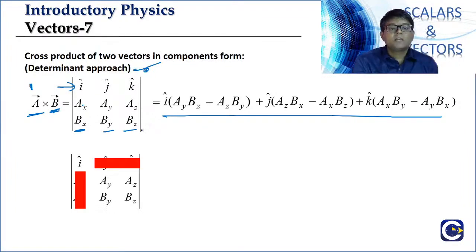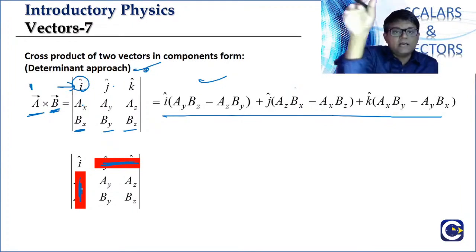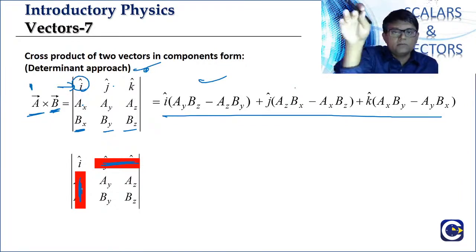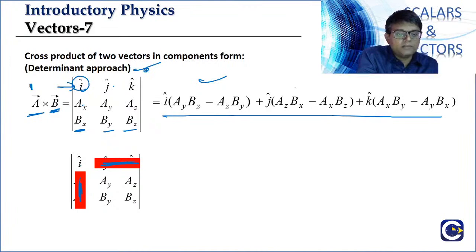Once the representation is done, the I cap has a factor, J cap has a factor, and K cap also has a factor. This is how you get the factors of I cap, J cap and K cap. For getting the factor of I cap, you have to remove the row and column elements. In the I cap row there are I, J and K; forget about them. The column also, forget about it. This is the remaining part.